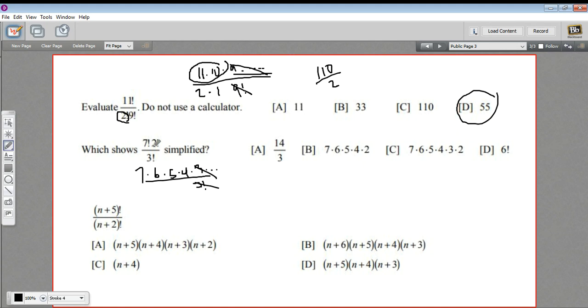Now we also have a 2 factorial on the top, which is 2 times 1, or just really times 2. So we get 7 times 6 times 5 times 4 times 2. Bingo, that's B.